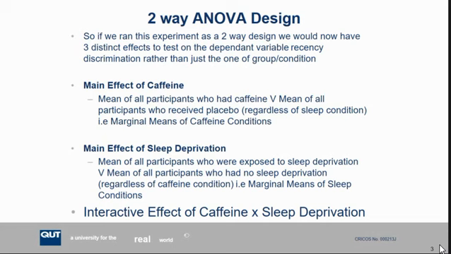If we ran our experiment as a two-way design, we'd actually have three effects that we're looking at. We'd be looking at the effect of caffeine, so that would be IV1. That would be, as we did in our contrast, all the participants who'd been given caffeine versus all the participants who'd received a placebo, regardless of what sleep condition they were in.